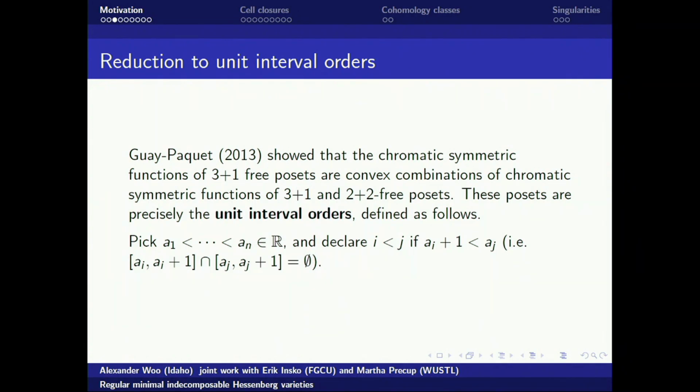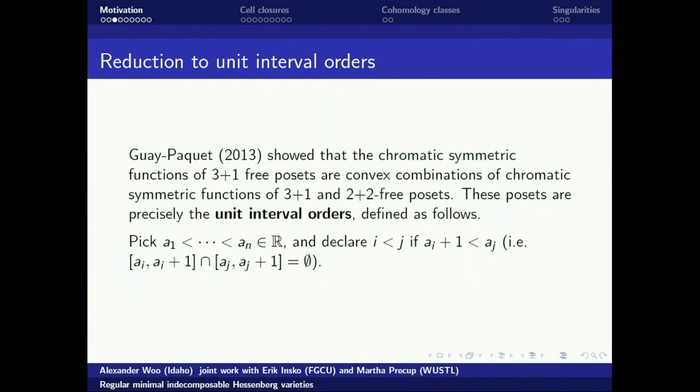Mathieu Guay-Paquet showed that, in fact, you don't need to prove this for all 3 plus 1 free posets, you can prove it for 3 plus 1 and 2 plus 2 free posets. Because the ones for 3 plus 1 free posets are convex combinations of these. And since the ones for 3 plus 1 and 2 plus 2 free ones are positive, if you can prove that, then that proves all the ones for 3 plus 1 free because those are convex combinations.